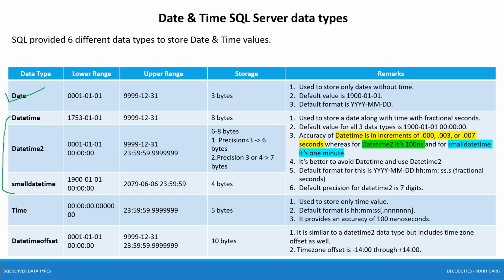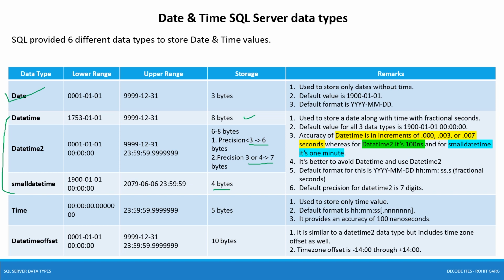The default format is again year, month, and day, and hour, minute, and seconds with fractions of seconds. The default precision of datetime2 is 7 digits. You can see the space requirement. Datetime needs 8 bytes, whereas datetime2 depends on precision. If precision is less than 3, it will need 6 bytes. If precision is 3 or 4, it will need 7 bytes. For smalldatetime, it will need 4 bytes.